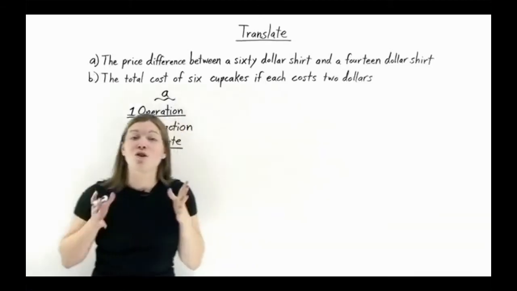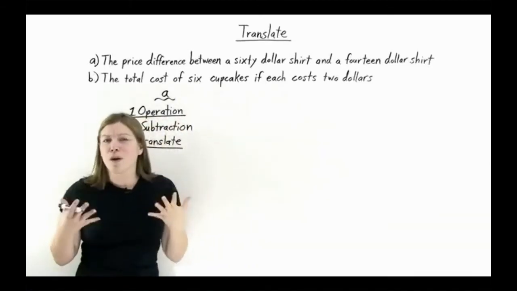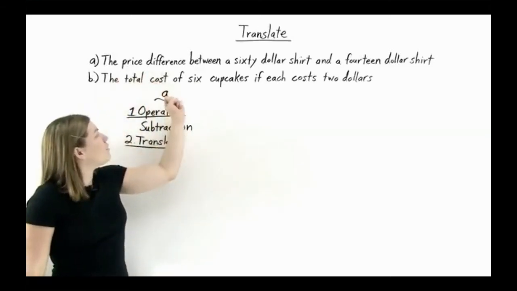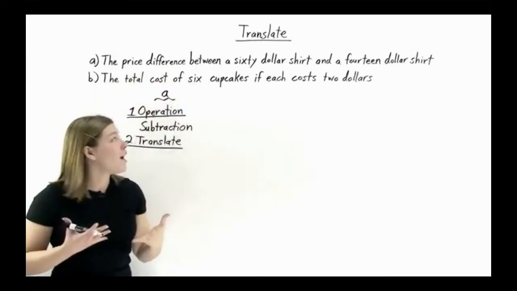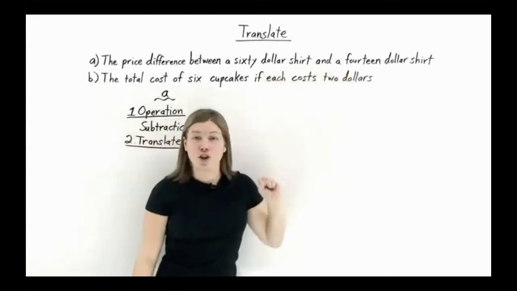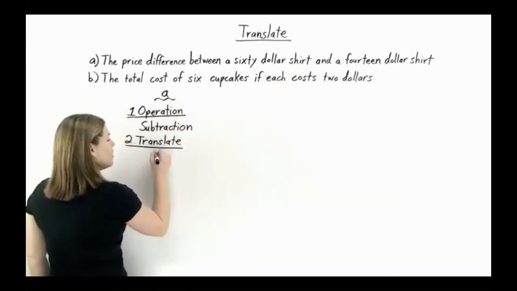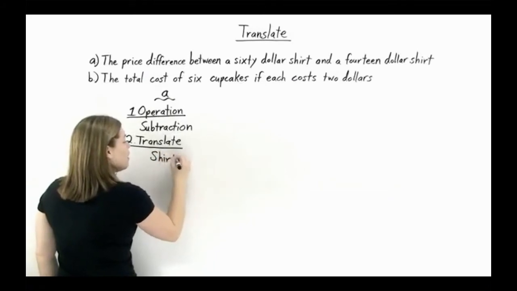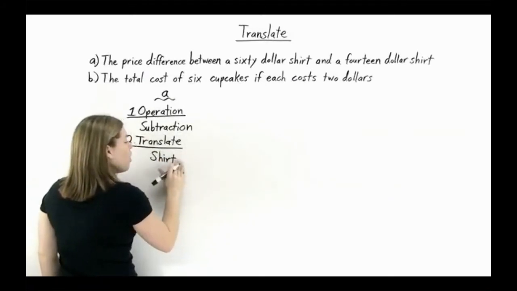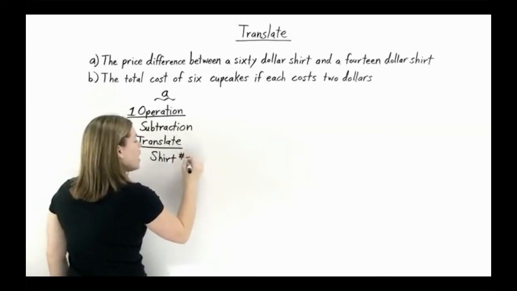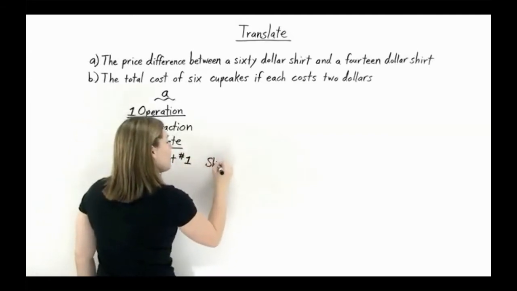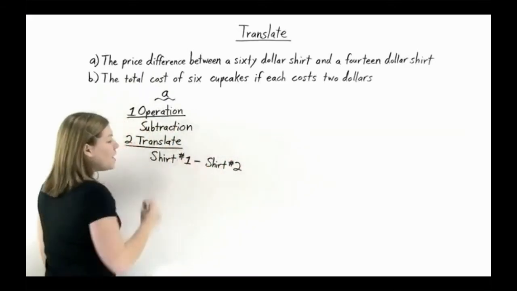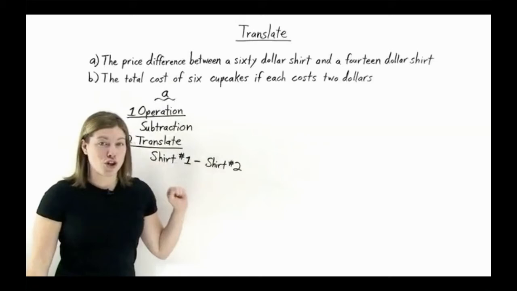Before we turn those into numerical expressions, let's just rewrite this in simpler words. Since we have a price difference, we're going to be performing a subtraction involving these 2 different shirts. So, let's name them shirt 1 and shirt 2. If we have shirt 1 and shirt 2, and we're trying to find the difference between them, that means that we need to perform subtraction. We need to take shirt 1 minus shirt 2.